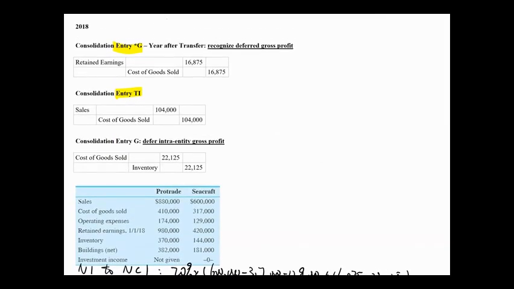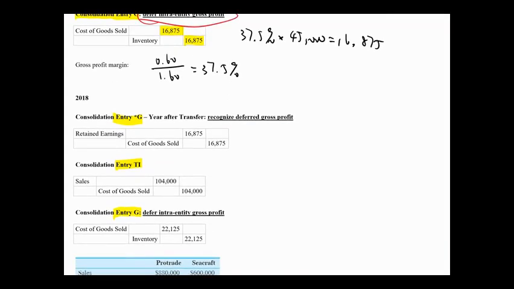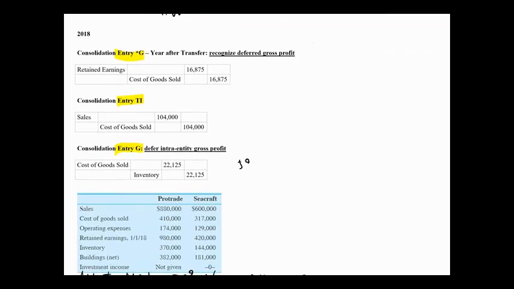And the third entry is entry G, and entry G is to defer the intra-entity gross profit related to those unsold inventory in 2018. So the calculation is similar, and at the end of 2018, we know that there are 59,000 of inventory retained, times the same gross profit margin, equal to 22,125. Okay, so that's how we get the amount for entry G in 2018.